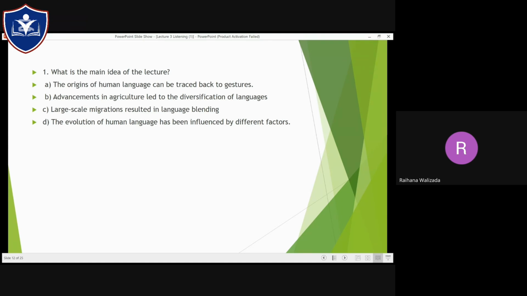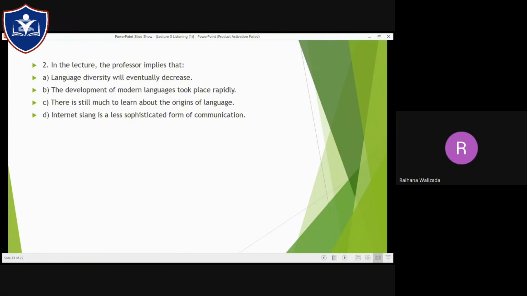Then the second question is, in the lecture, the professor implies that A, language diversity will eventually decrease. This is the implication. This is not about what the professor says exactly. It's what he thought. What do you think his stance was? What did he want to prove? That's it. A, language diversity will eventually decrease.